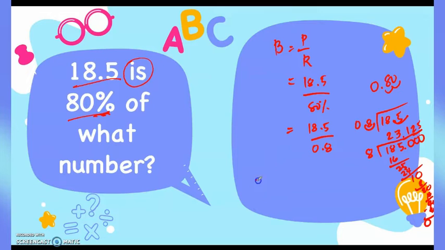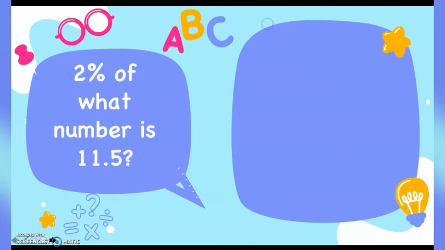So our answer for our base is 23.125. Next, 2% of what number is 11.5? So our percentage here is 11.5 because there is the word "is" before the number, and our rate is 2% since there's a percent symbol. And the question is "of what number," therefore our base is missing.